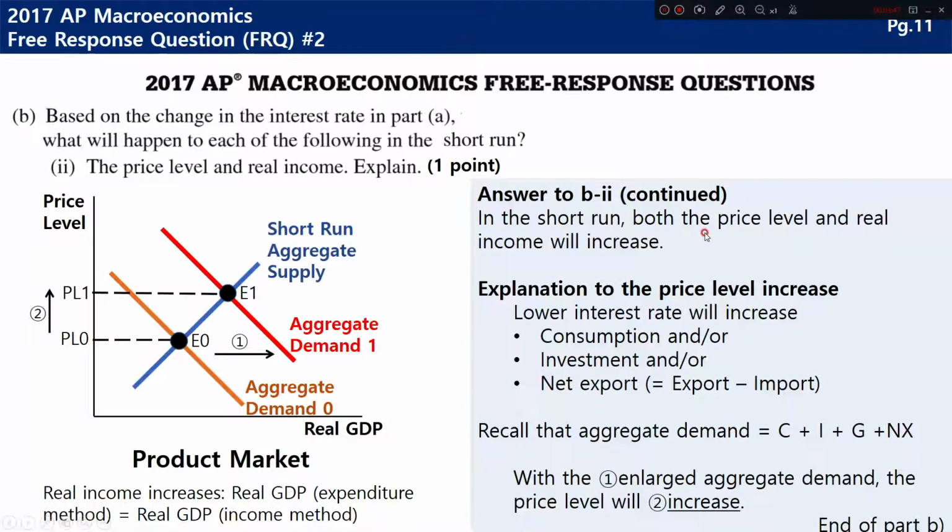and as a result the price level will go up because note that aggregate demand is the summation of consumption, investment, government spending, and net export. With an increase in the aggregate demand, price level will go up in the short run. The real income will increase as well because note that real GDP computed by the expenditure method is equal to real GDP computed by the income method. So in other words, the real income will increase.